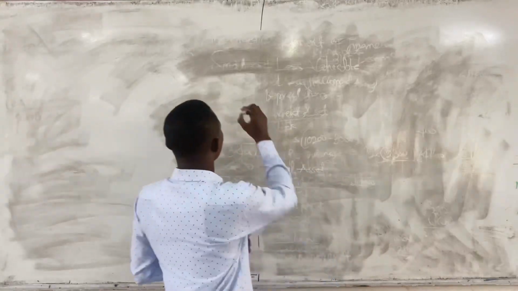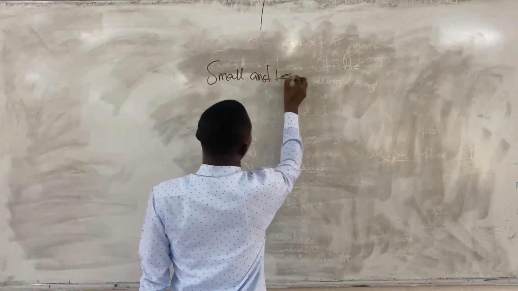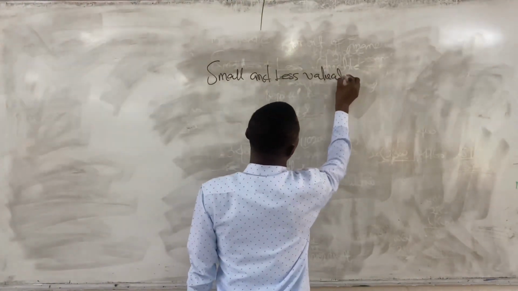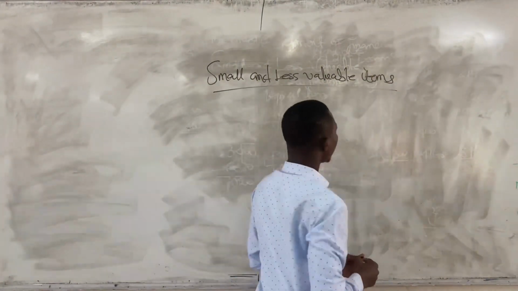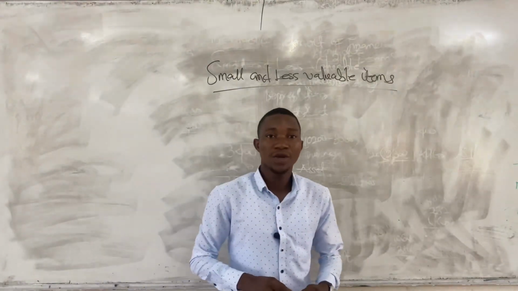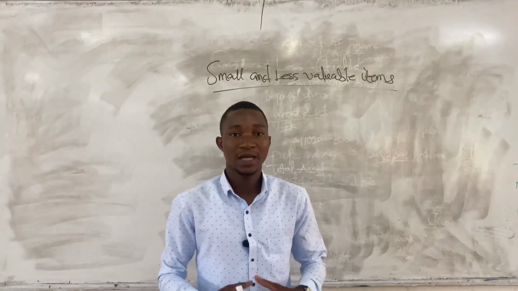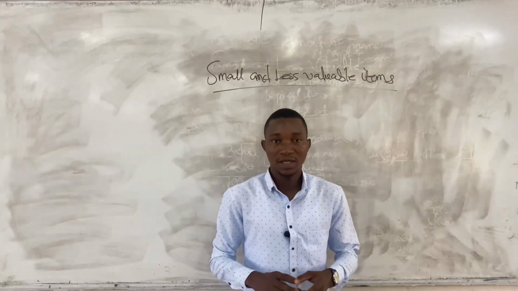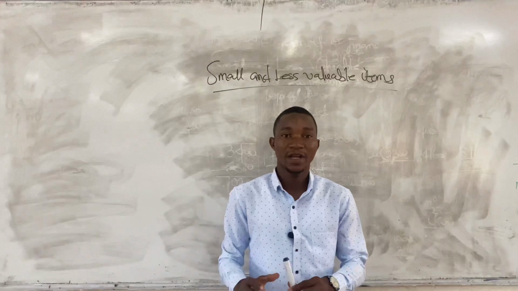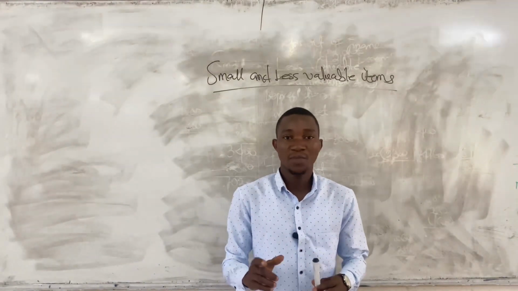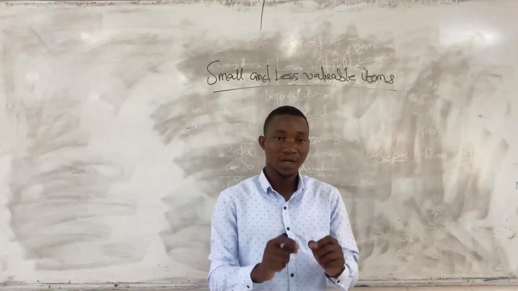So, small and less valuable items. When we talk of small and less valuable items, they are of less value and they are sold in very high quantity. Because they are sold in very high quantity, it becomes very difficult for the hire vendor to account for each item separately in order to determine the gross profit and the interest component on each item.